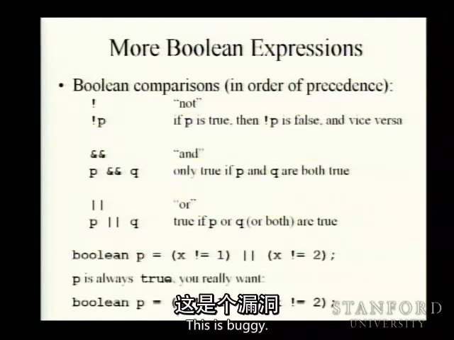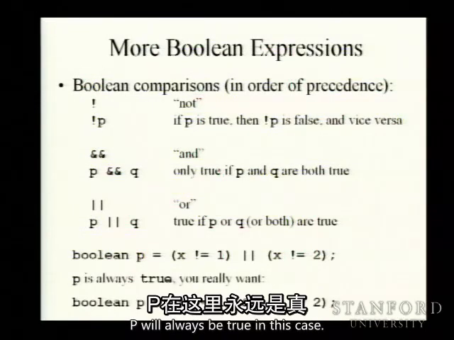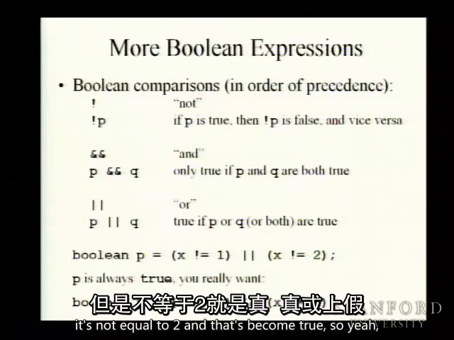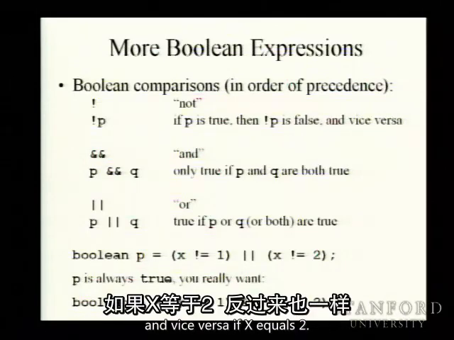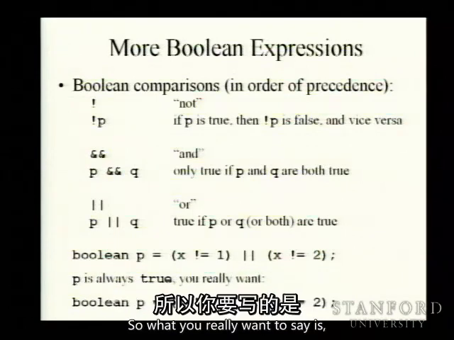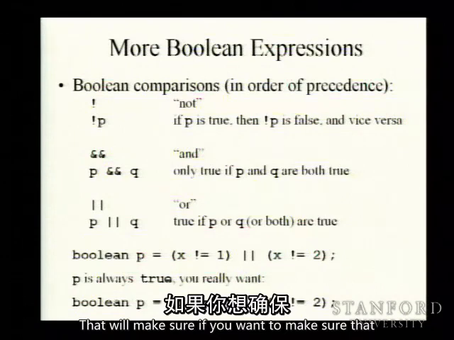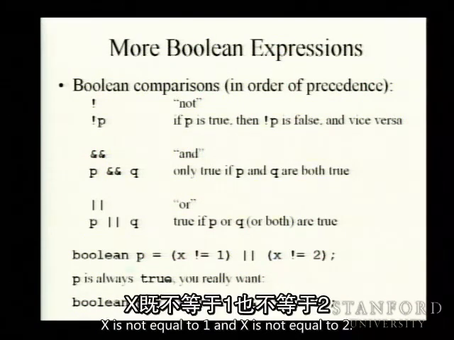This is buggy. P will always be true in this case. Why? Because if X is equal to 1, well, this not equal 1 part is false, but it's not equal to 2, and that becomes true. So you have false or true, and it becomes true, and vice versa if x equals 2. So what you really want to say is x is not equal to 1 and x is not equal to 2. That will make sure that x is not equal to 1 and x is not equal to 2, that's how you would write it.